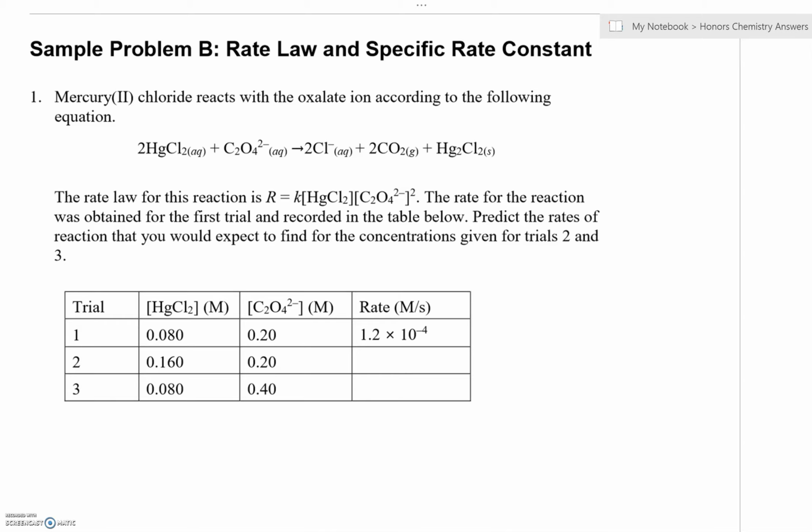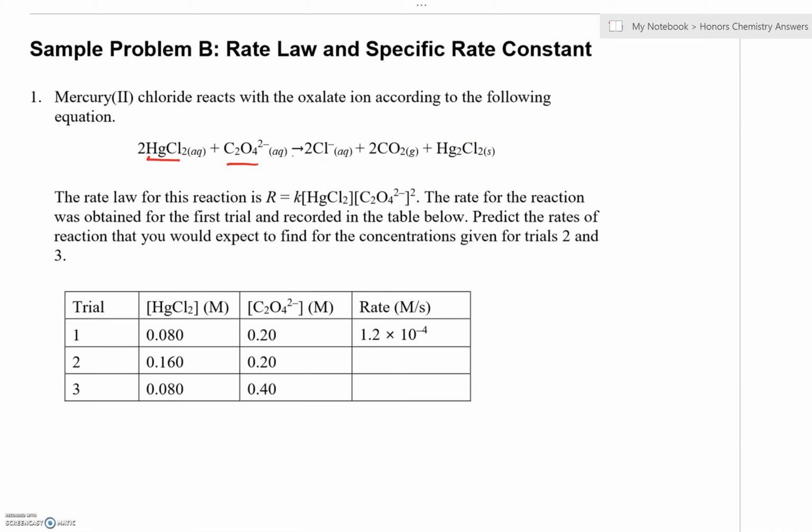Okay, here we go. Our second stab at differentiated rate law. So here we are looking at number 1, and it says that this stuff, mercury 2 chloride, reacts with the oxalate ion to produce the chloride ion in solution, carbon dioxide, and something called mercury 1 chloride, excuse me. We're not really worried about the products. What we're worried about is the reactants.